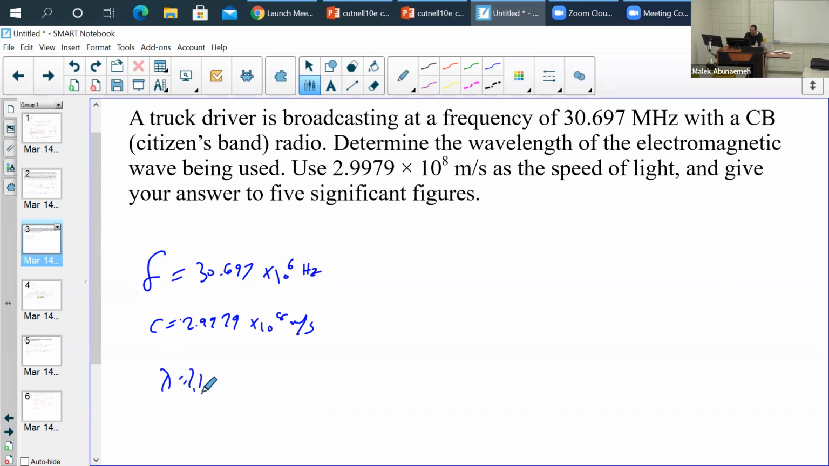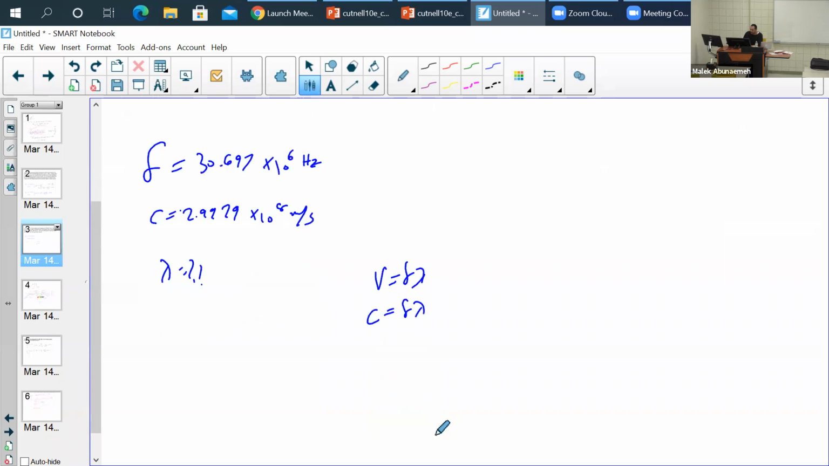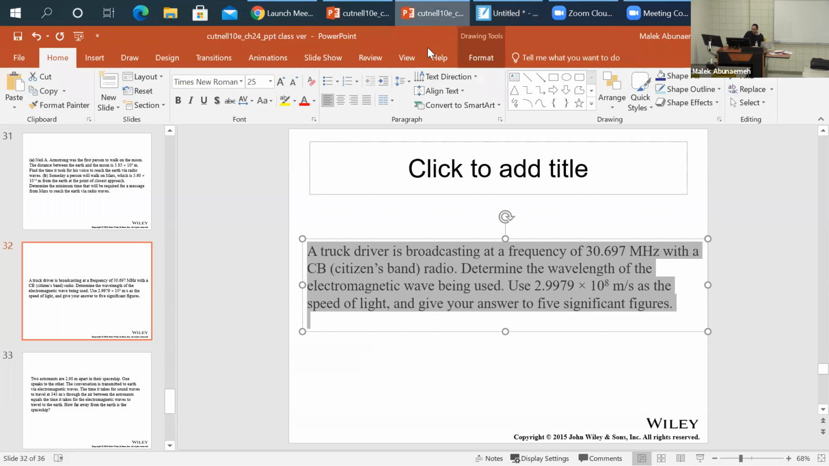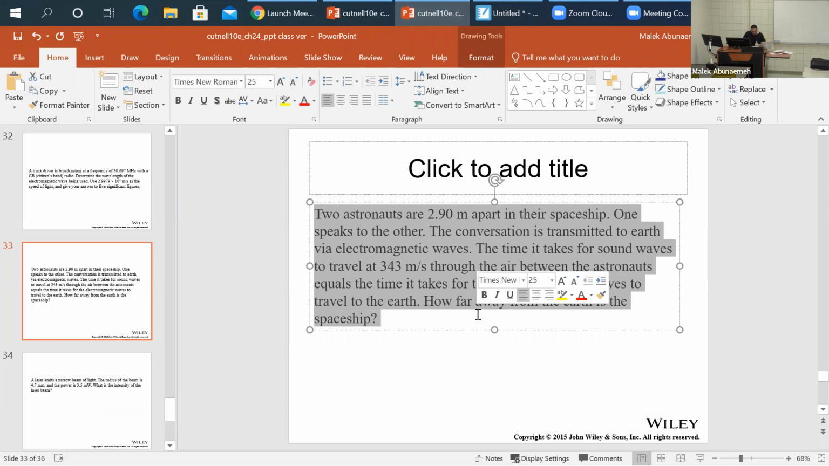Again, your v equals f lambda, so your c equals f lambda because that's your velocity, which means that your lambda is going to equal your c over f. That's 2.99 times 10 to the 8th divided by 30.697 times 10 to the 6th. You should get 9.76 meters for your wavelength. Let's do another question. Go ahead and do this question over here.